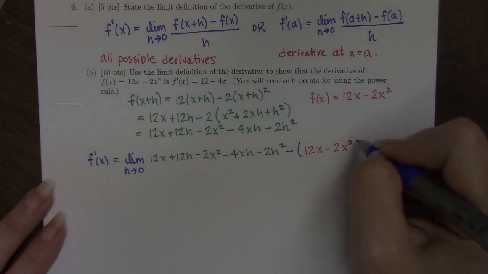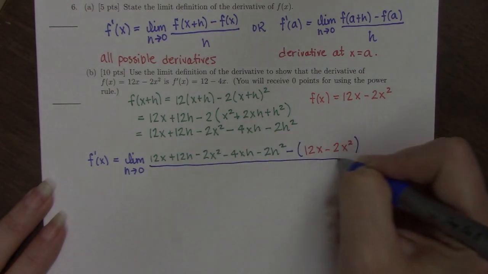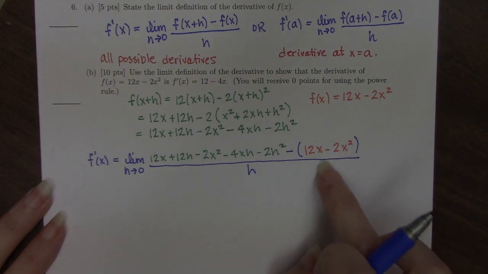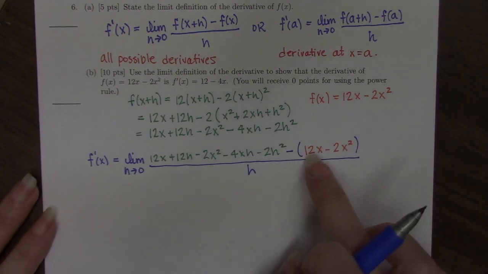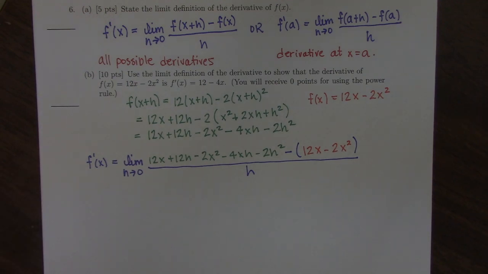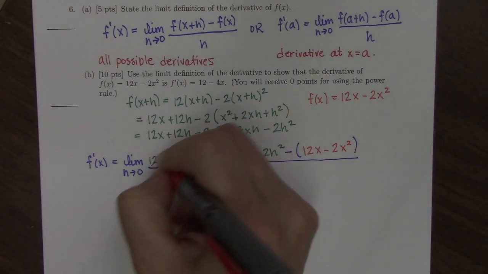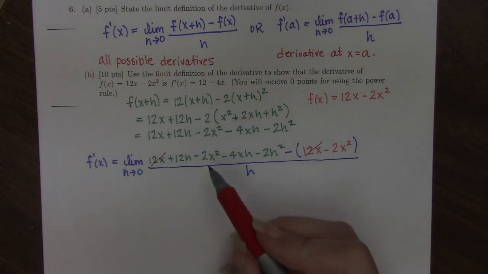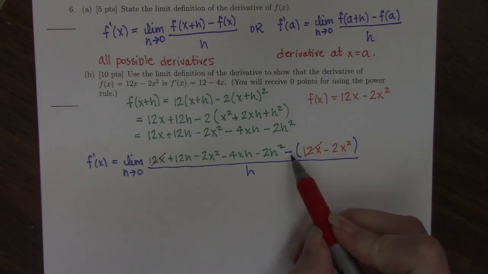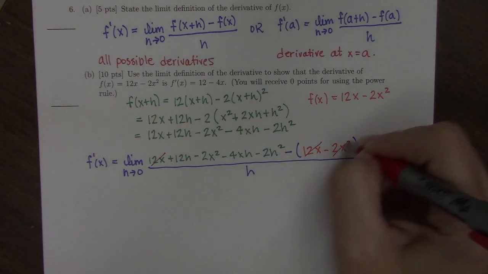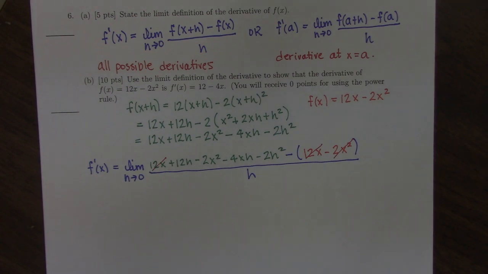A really common mistake that students make on these problems is they'll forget to put this part of the expression in parentheses, because that negative has to be distributed all the way across. So now, hopefully if I've done all my algebra correctly up front, everything without an h in the numerator should cancel. I have a 12x here and a negative 12x. Those add to 0. I have a negative 2x squared and a negative 2x squared, which is positive 2x squared. So those cancel.